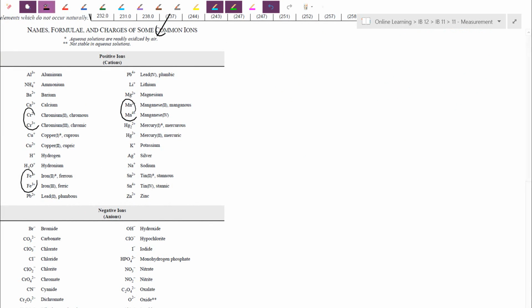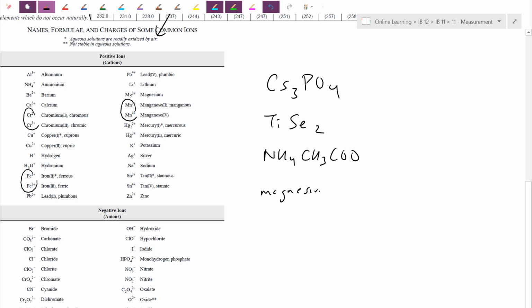So let me just give you a handful here. Let's say I have Cs3PO4, I have TiSe2, I'm going to have NH4 C2H3O2 again. Let's go the other way as well. Let's do magnesium dichromate.